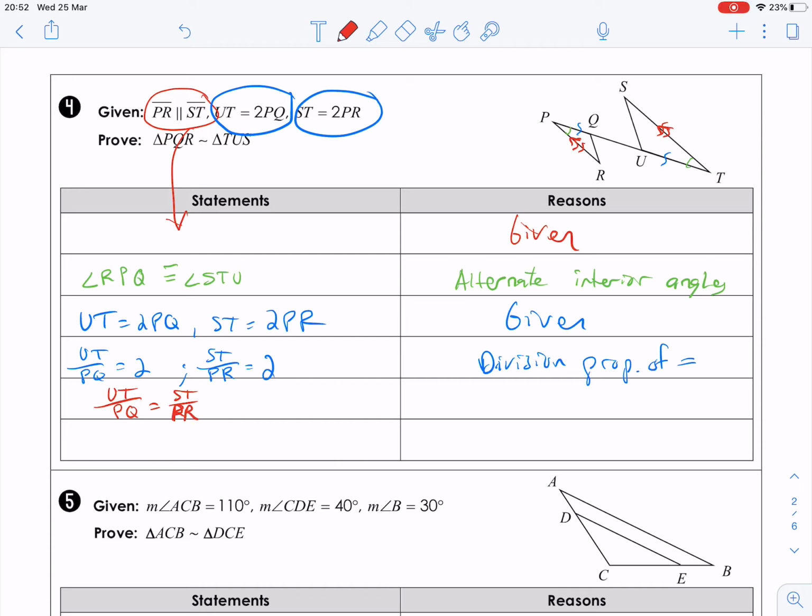PR, by we could say transitive or substitution. This time we'll say substitution. And now we have enough. So now we can say PQR is similar to TUS because of SAS similarity.